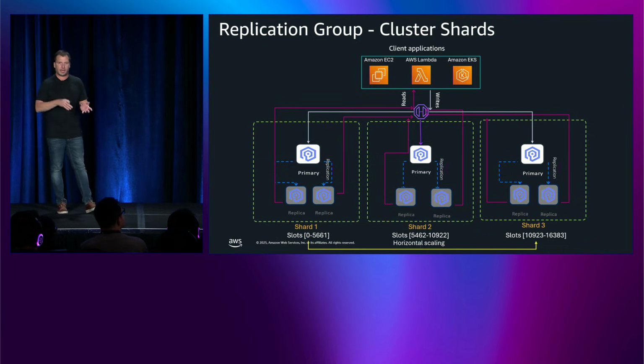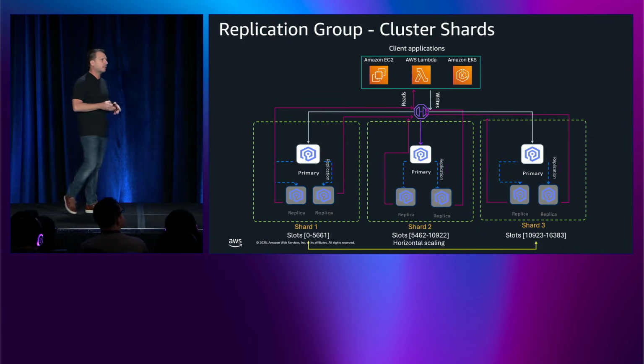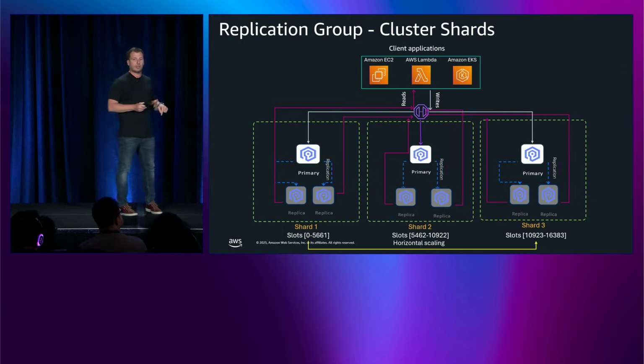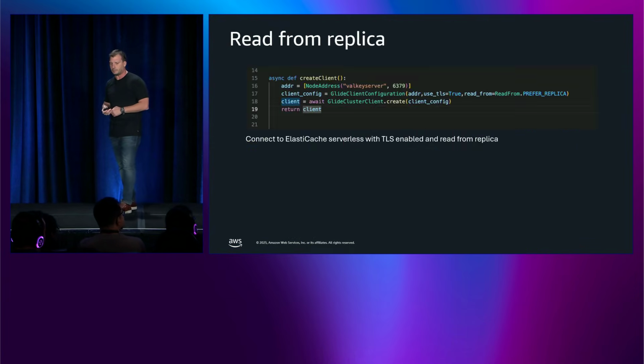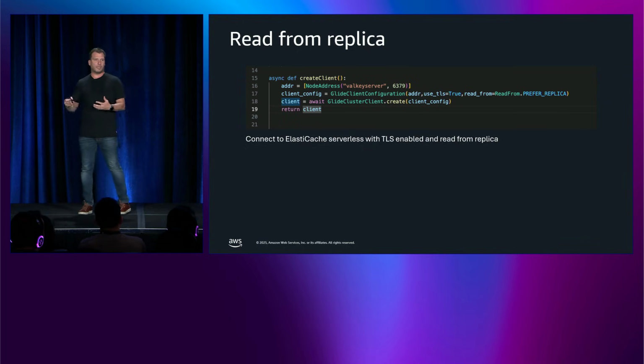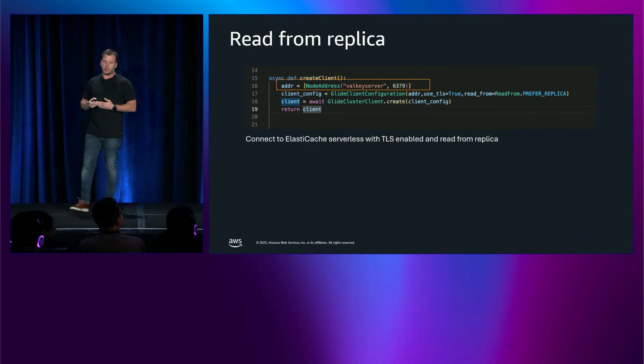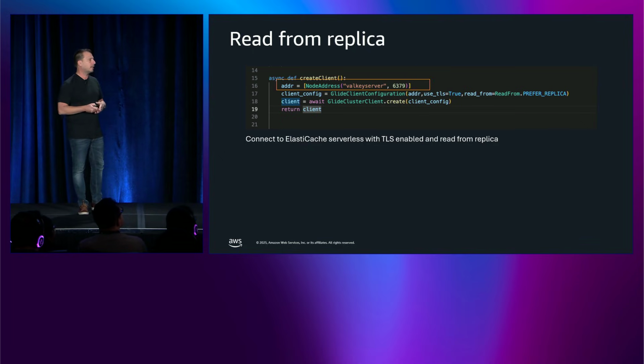So regardless if it's primary or replica, the proxy will make sure to read the data from the local AZ, so you can achieve microsecond response time. Now let's take a look at how to build the code so we can see how simple it is to work with ElastiCache serverless. Here in my code, I'm just connecting to my ElastiCache serverless.